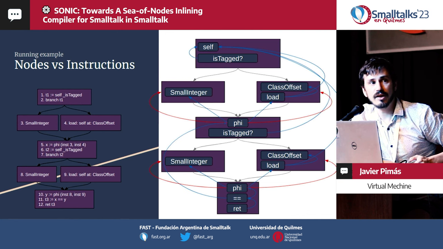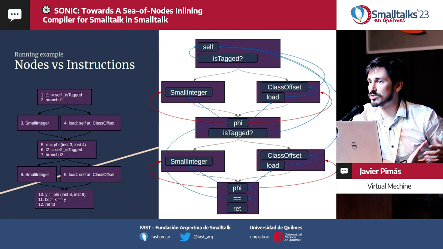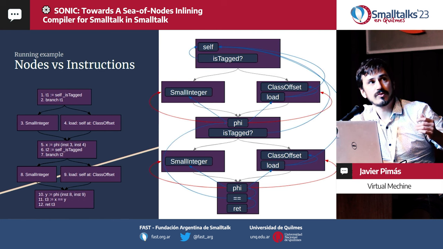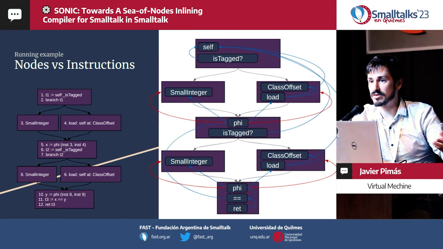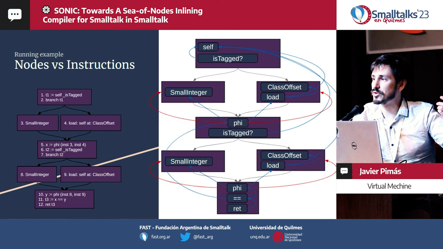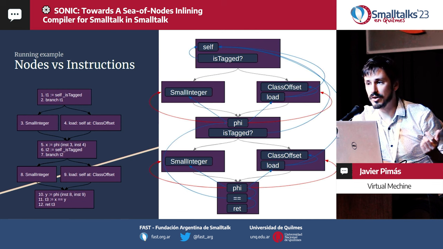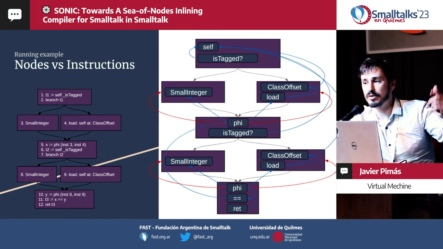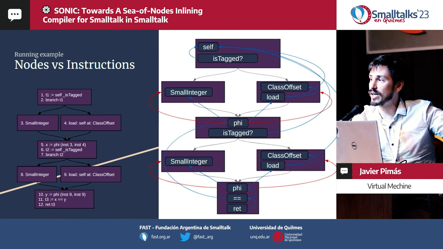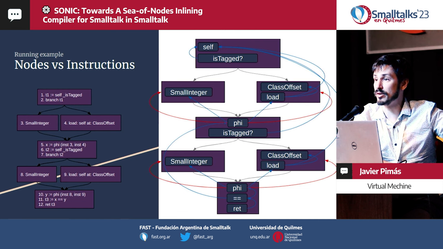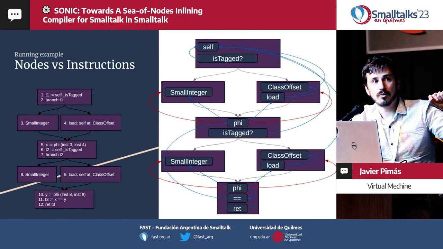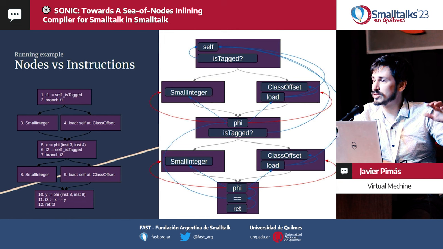And what we haven't yet modeled here is what happens to the loads, right? Because these loads are taking one input, which is the address where we are loading from, self. They take also the offset at which we are loading, but we haven't modeled the state of memory, right? So it wouldn't be the same if I put the load anywhere. I couldn't put, for example, the load in the branches for small integer, because in that case, what we have is not really a pointer. We have an encoded small integer in the place of a pointer. So we have to be careful where we put some things.